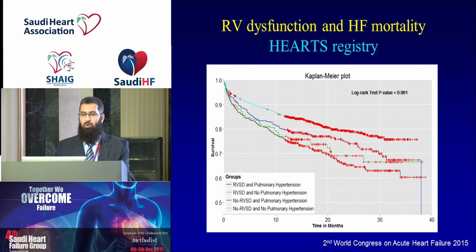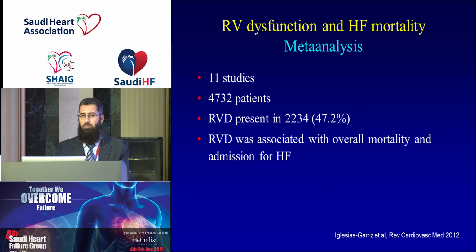Now, we looked at whether this effect is the same or different in HFrEF and HFpEF, and we saw the same. Basically, both groups have worse survival if they have associated right ventricular dysfunction. And again, we looked at the interaction with pulmonary hypertension, and the group that has pulmonary hypertension and RV dysfunction has the worst survival.